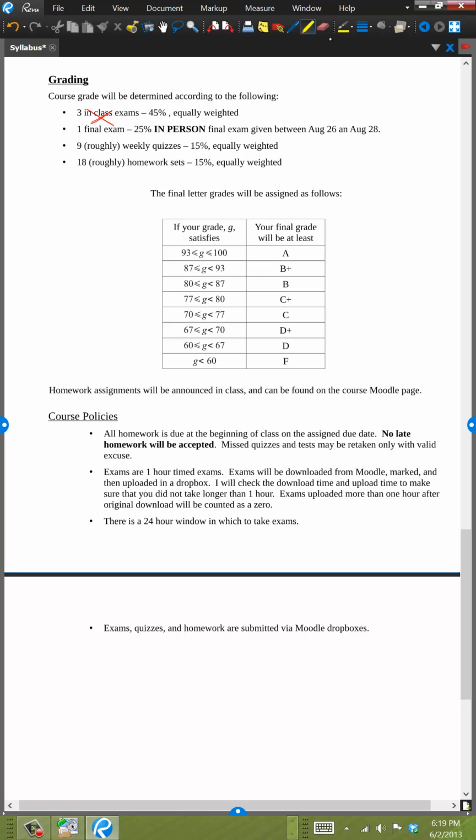Some homework sets are graded out of 50, some homework sets are graded out of 30. It's just whatever is convenient to use. What matters on the homework sets and on the quizzes are the percent that you get.